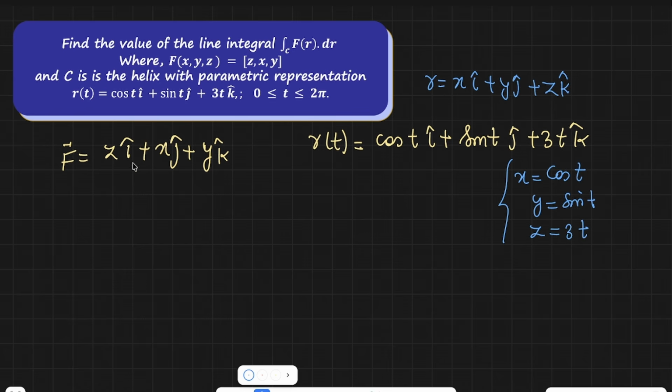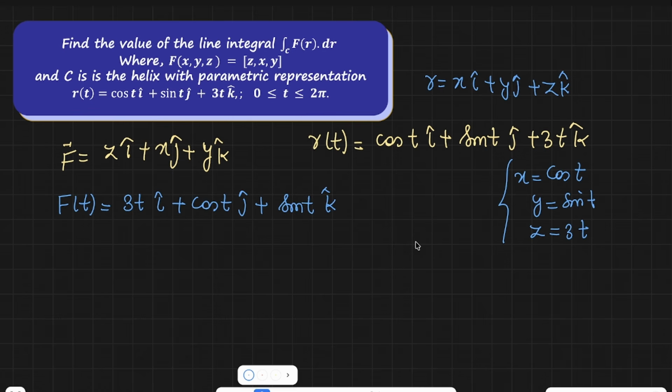It means you have to convert, because r is in t and f is in x y z, you can't directly take the dot product. So you have to convert this f into t first. What is z? z is 3t, so it is 3t i cap. x is cos of t j cap, and y is sine of t k cap. Now these both are in the same variable, so you can find the dot product. And this r is basically the helix. This equation is for the helix.